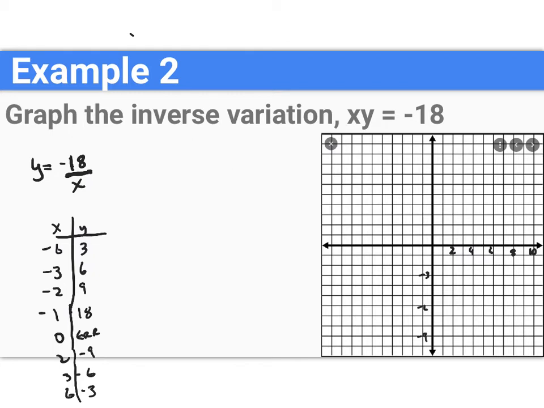Okay, so let's plot our points. So 2, negative 9, 3, negative 6, and 6, negative 3. So our line is going something like this, where the x-axis is an asymptote and the y-axis is an asymptote. So that is the graph.